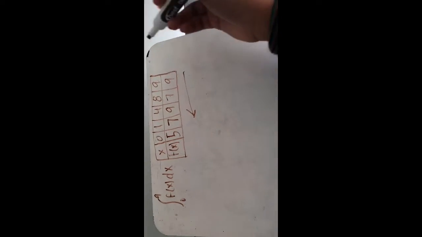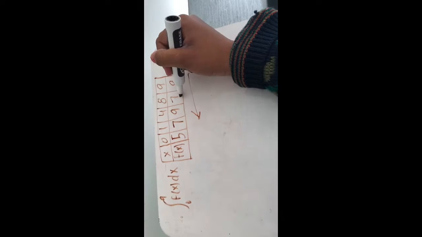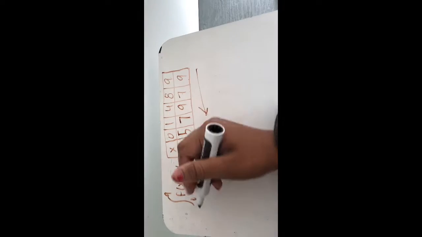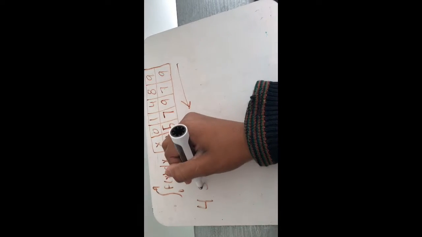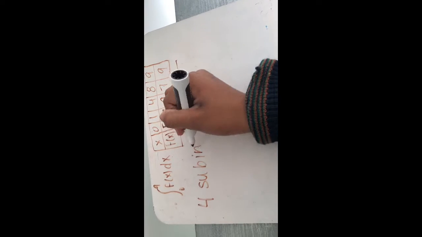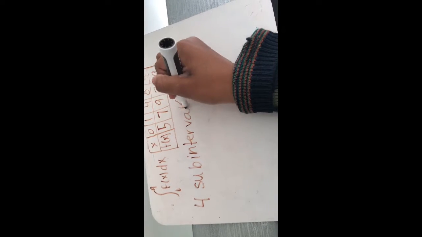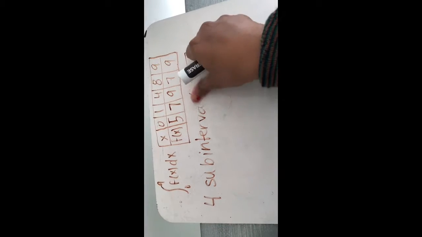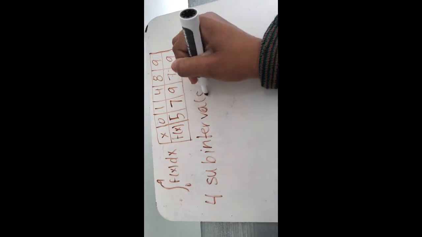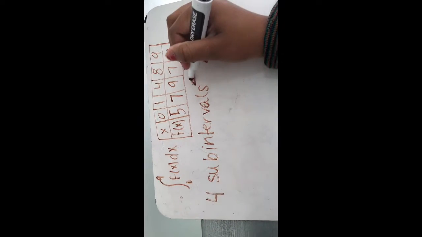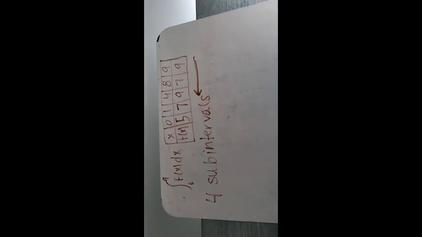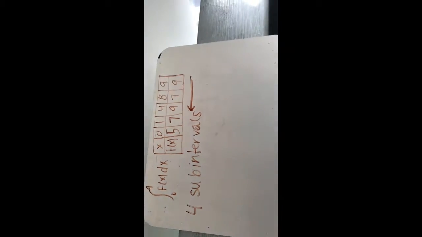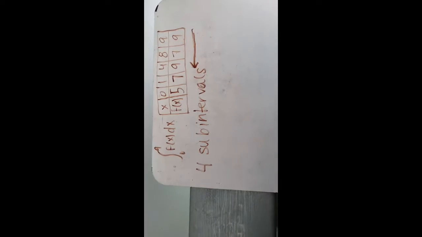So let's start. How many subintervals are there? So there are 1, 2, 3, 4, 5 columns. So there are gonna be 4 subintervals. Okay, so now why don't you tell me what the first step is?